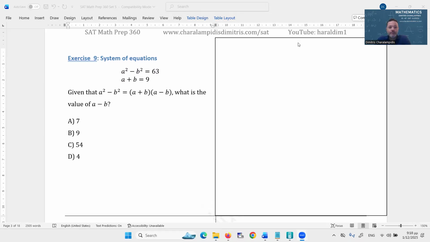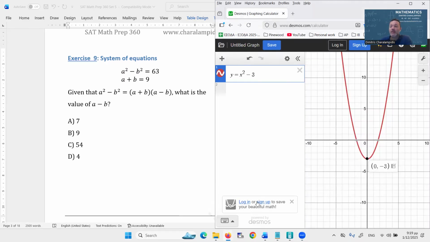Exercise 9. It's a system of equations. a squared minus b squared equals 63. a plus b equals 9. And given that a squared minus b squared is the difference of squares, what is the value of a minus b?